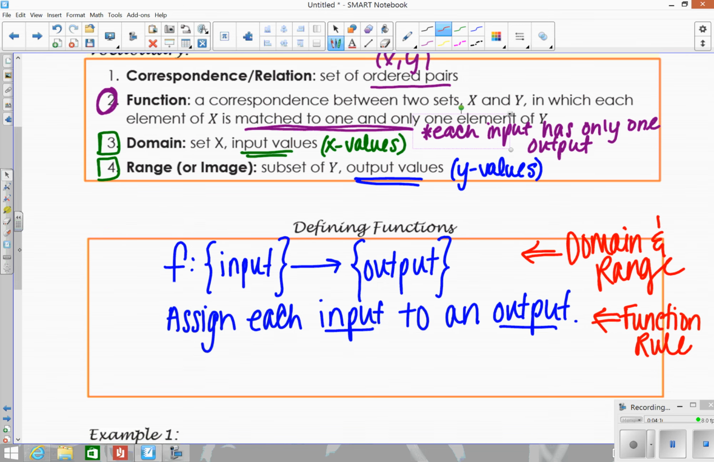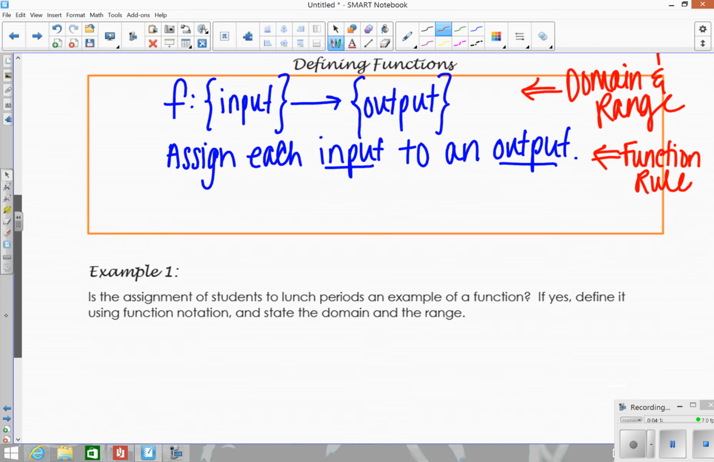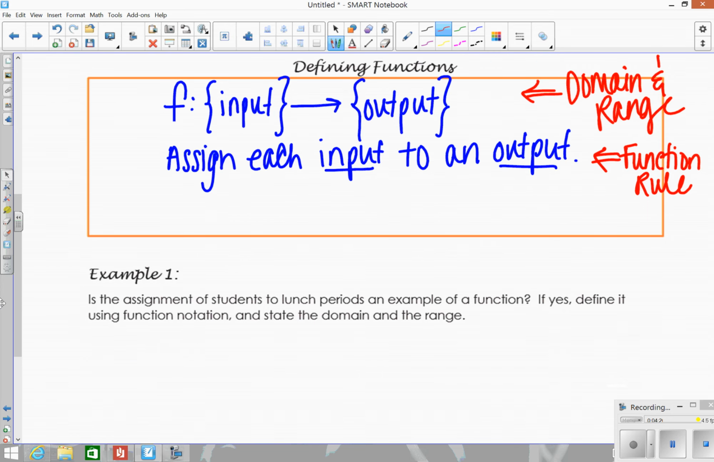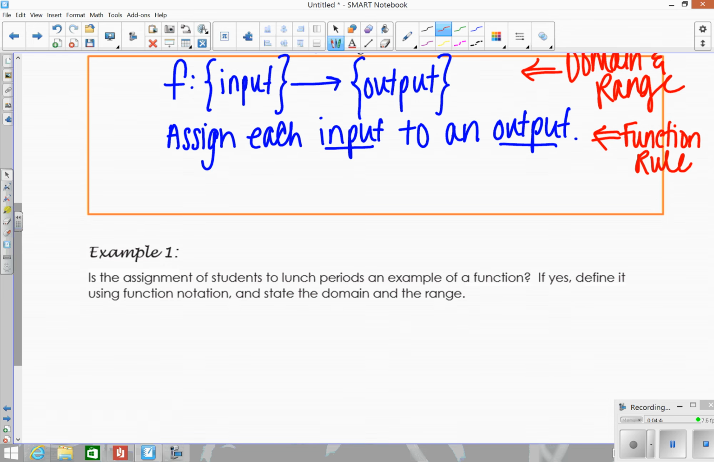If you look at this next example, this is a scenario where we could go through and define this using the function notation or this definition, if it is a function. If it's not a function, then you don't want to do that. So the first thing we have to do is decide, is this scenario represented in example 1 a function? Does it satisfy the definition that each input only has one output? In this example, it says, is the assignment of students to lunch periods?